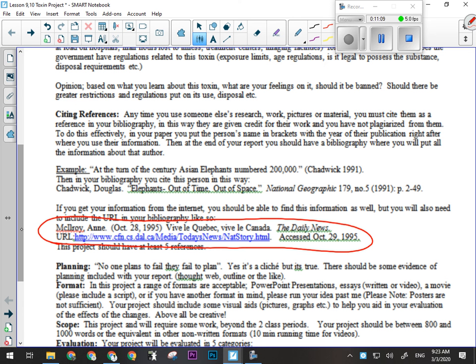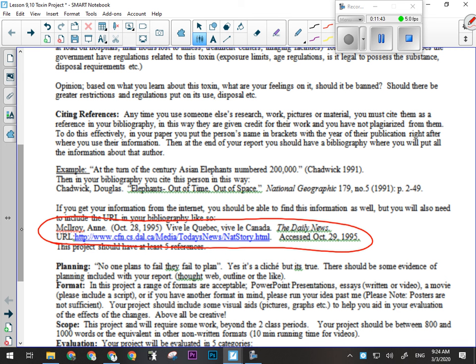Author's name, the date the article was posted, the name of the article, that would be, in this case, Vive le Québec, Vive le Canada, and then the name of the website, the Daily News. Then you put in the URL, www.ipromiseimnotplagiarizingthisperson.com. And then the day you accessed it, that would be March the 3rd, 2020. All of that information needs to be in there.